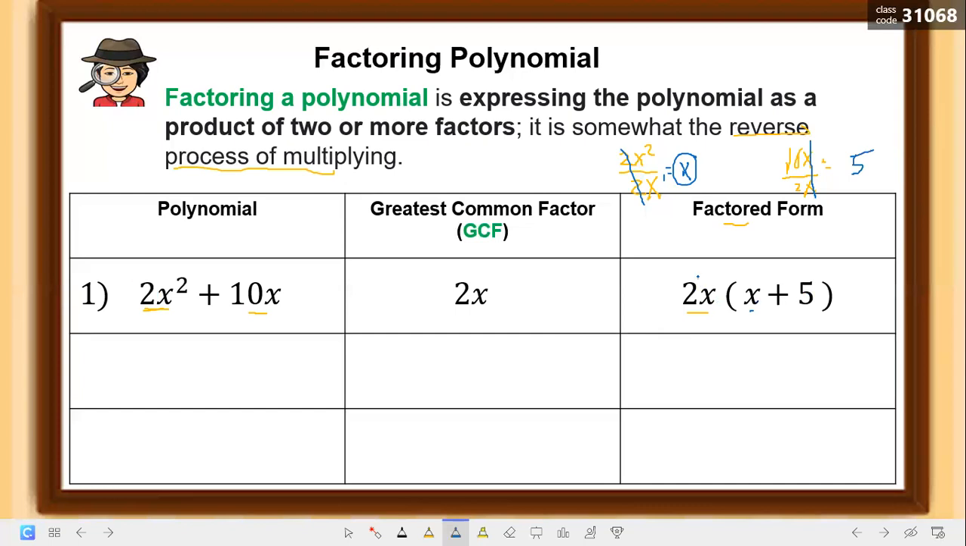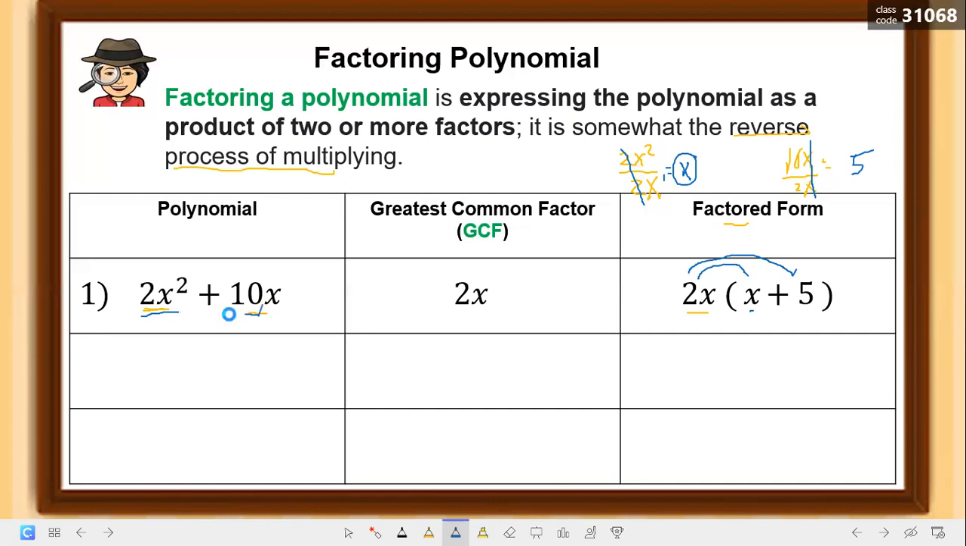I-check nga natin kung babalik ba yung 2x times x plus 5 doon sa given polynomial. Everybody, 2x times x. What is the product of this? 2x squared. Good. How about 2x times 5? 10x po. 10x. Okay, nakita ninyo, bumalik siya doon. Kapag hindi bumalik yan, ulitin natin. Ganun po siya yung factoring method.